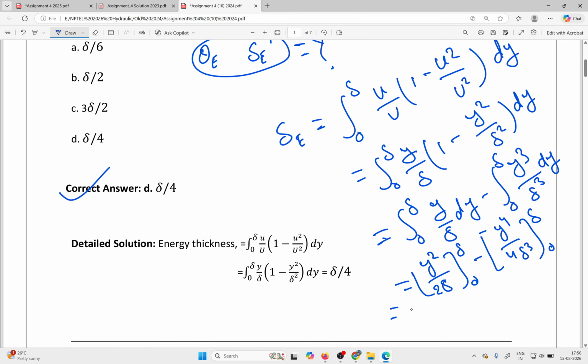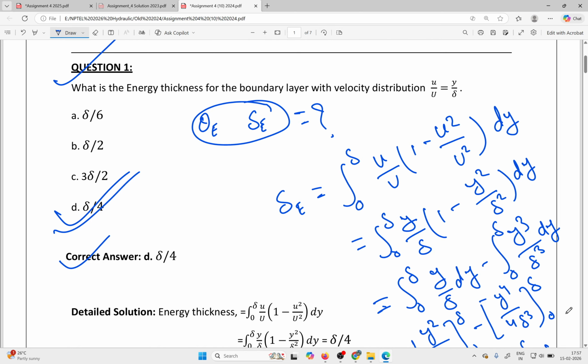Okay, so here delta square by 2 delta, so you will get delta by 2 minus delta 4 by delta cube. So that will be cancel out. So delta by 4. This will be the 4. Okay, 2 delta minus delta. So finally delta by 4. So option D is correct for question number first. Okay. That was your question number first.